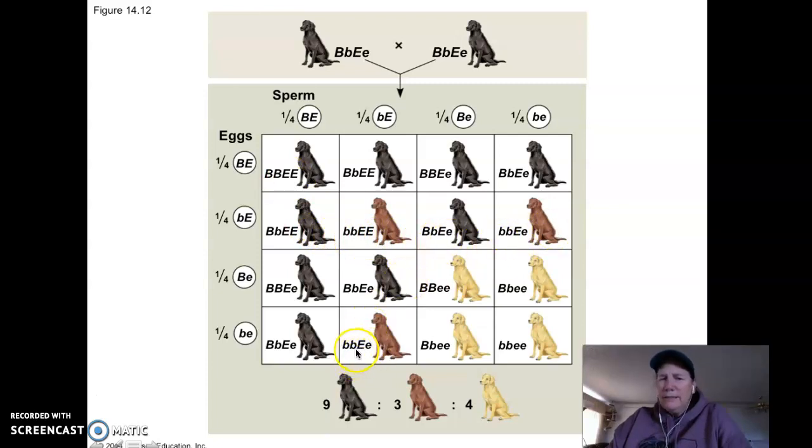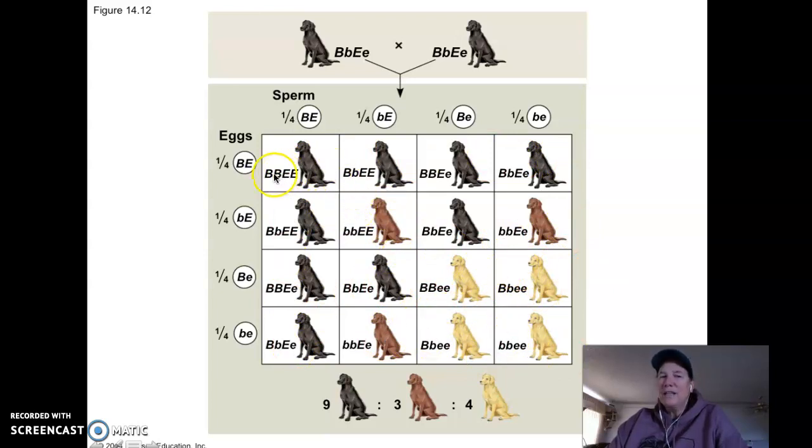All right, but what about these yellow ones? Okay, what happens is it really doesn't matter if they're black or brown. What happens is they don't get the color deposited. So yellow labs are basically recessive forms where it didn't matter if they were supposed to be black or if they were supposed to be brown. They're yellow because the pigment didn't get deposited in their hair. So that's why you get blacks, browns, and yellows.